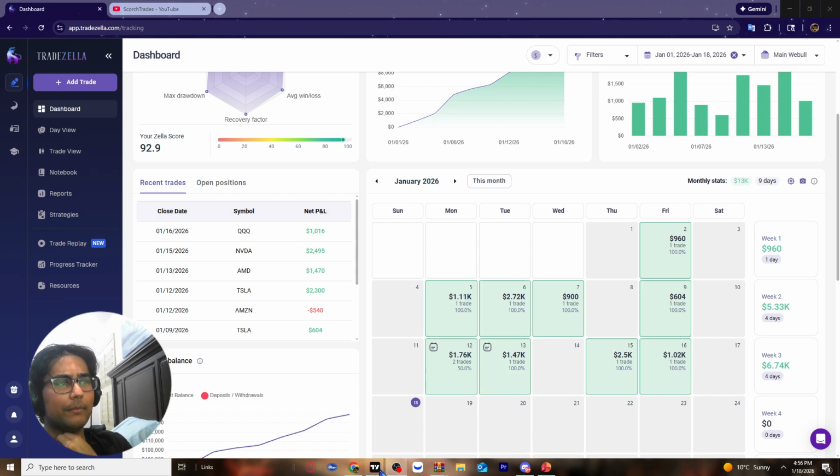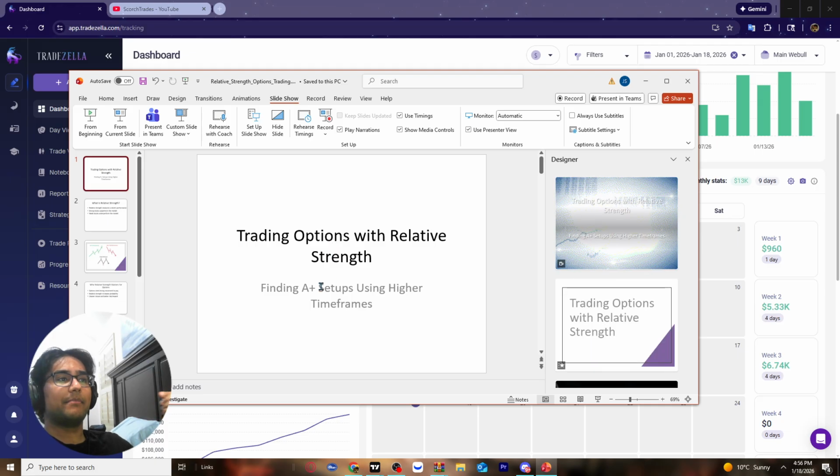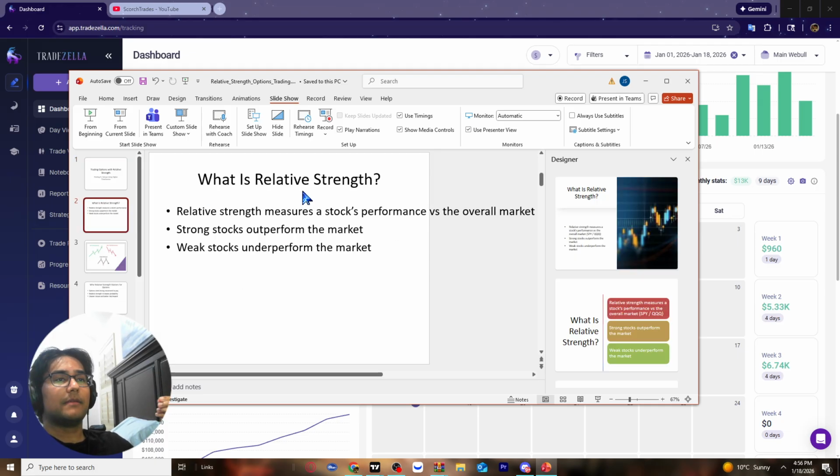So first we will be talking about trading options with relative strength, finding A plus setups using the higher time frame, and simply what is relative strength. Relative strength is simply which stocks are outperforming the market intraday, and which stocks are weak relative to the market intraday, which is relative weakness. Relative strength stocks are strong and relative weakness stocks are weak compared to the market, which is QQQ and SPY. QQQ and SPY normally have very similar price action, so we usually couple them together. Let me show you an example of what I look for.